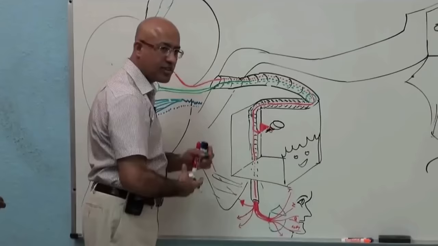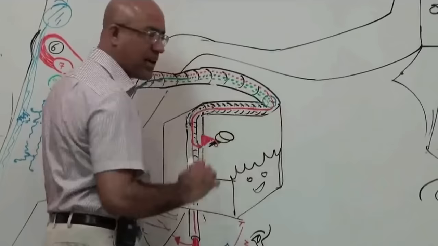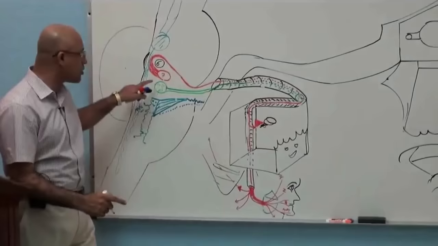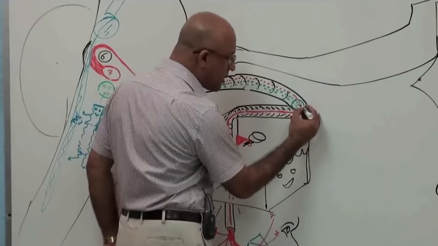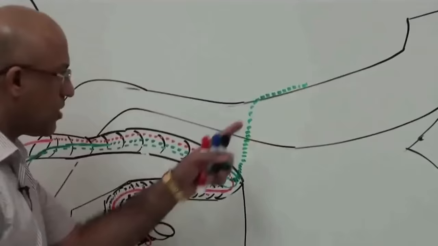What are these? Which are going to the lacrimal gland. Am I right? These are parasympathetic preganglionic fibers which are centrally connected with the superior salivatory nucleus, and along with the facial nerve as a part of the nervus intermedius, they have reached up to the geniculate ganglion. From here, these parasympathetic fibers separate. And these fibers go to the, what is this? Middle cranial fossa.